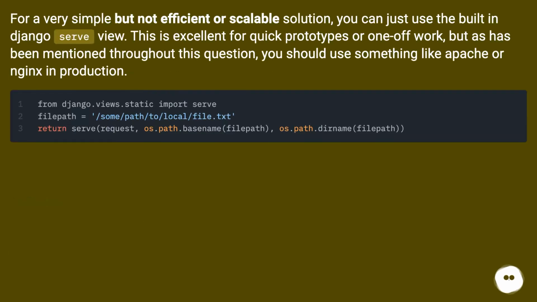For a very simple but not efficient or scalable solution, you can just use the built-in Django serve view. This is excellent for quick prototypes or one-off work, but as has been mentioned throughout this question, you should use something like Apache or Nginx in production.